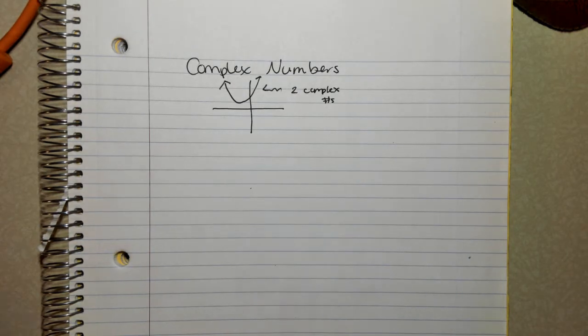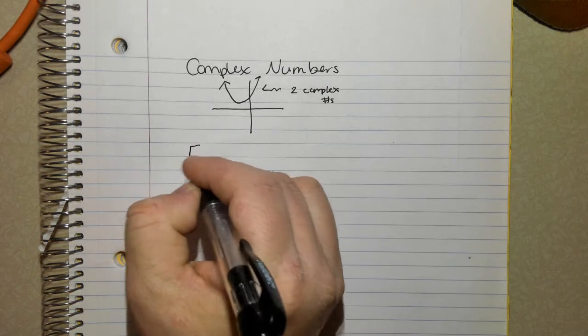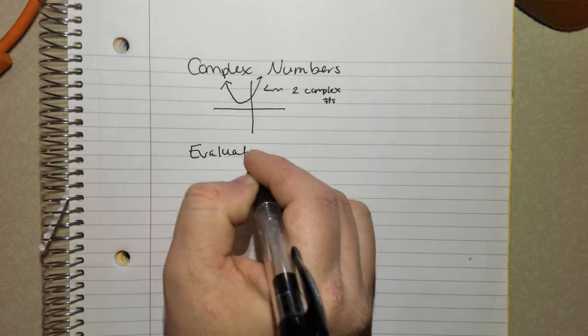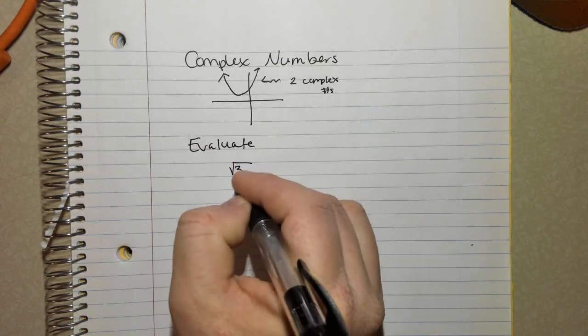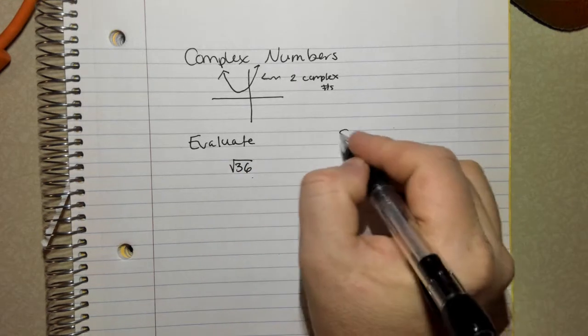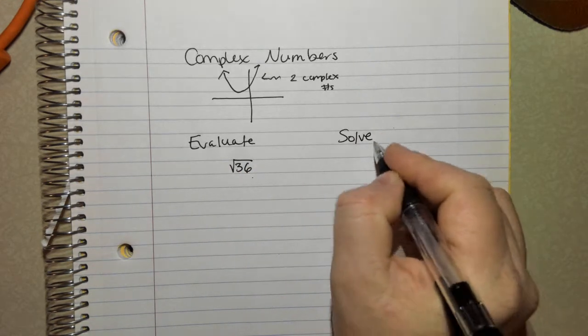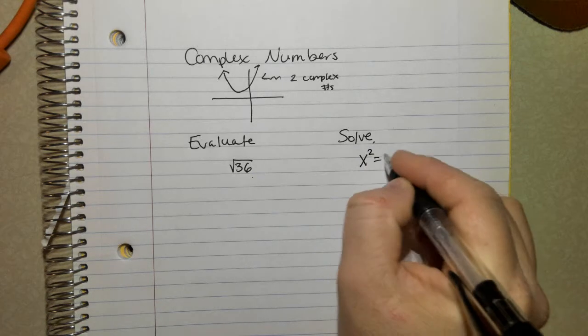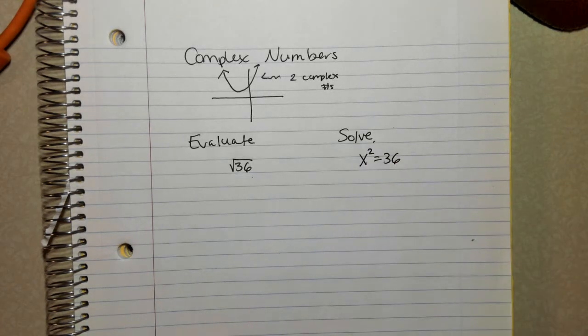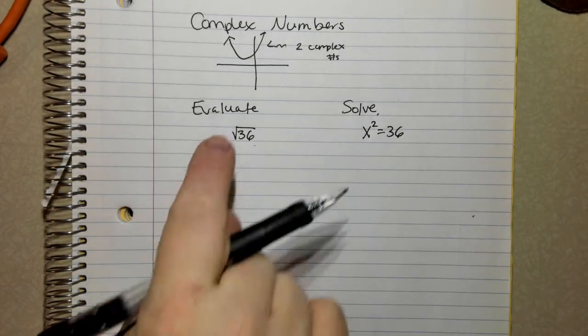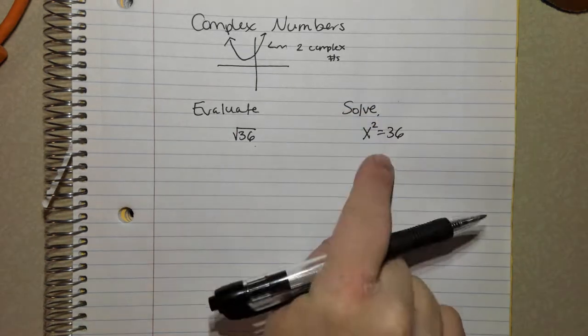Well, let's just start with stuff that you do know. If I asked you to evaluate the square root of 36, and then I asked you to solve the equation x squared equals 36. On your own, you have 20 seconds to evaluate this expression and solve this equation. Go.